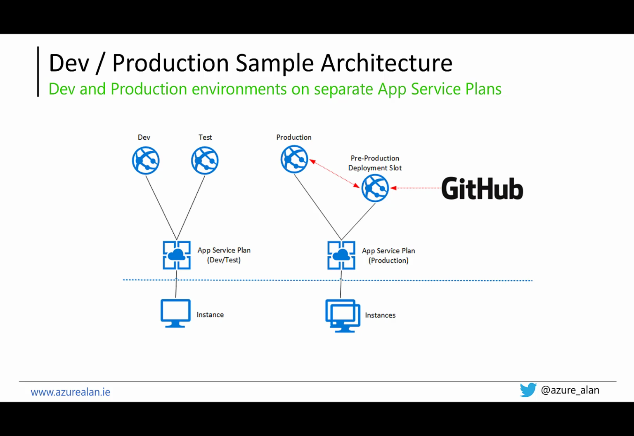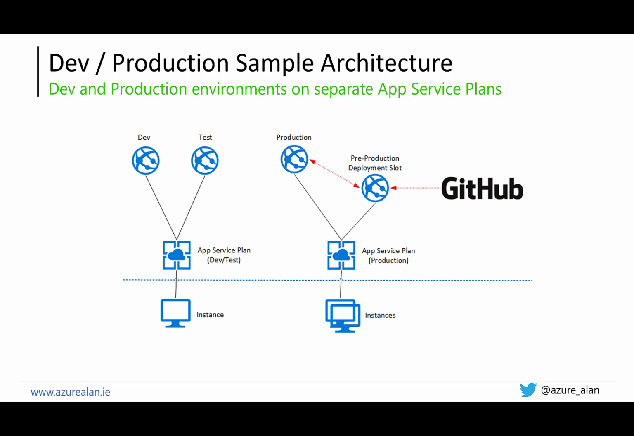Taking that forward here now, if you want to have a test environment and a production environment, one of the things I recommend is not putting those both on the same app service plan. The reason being, if one of your test deployments spikes on CPU, it's going to bring down your production environment as well. So you ideally would want to keep those separate.